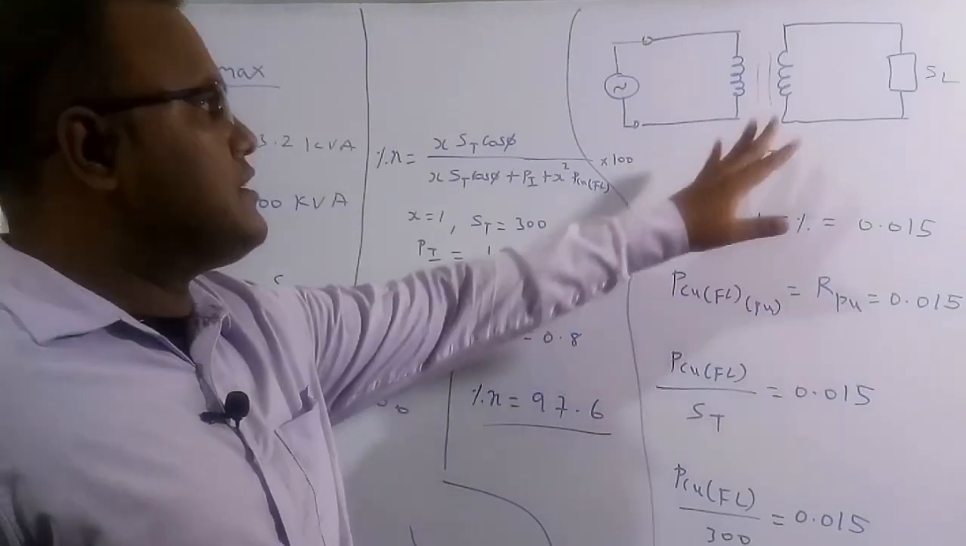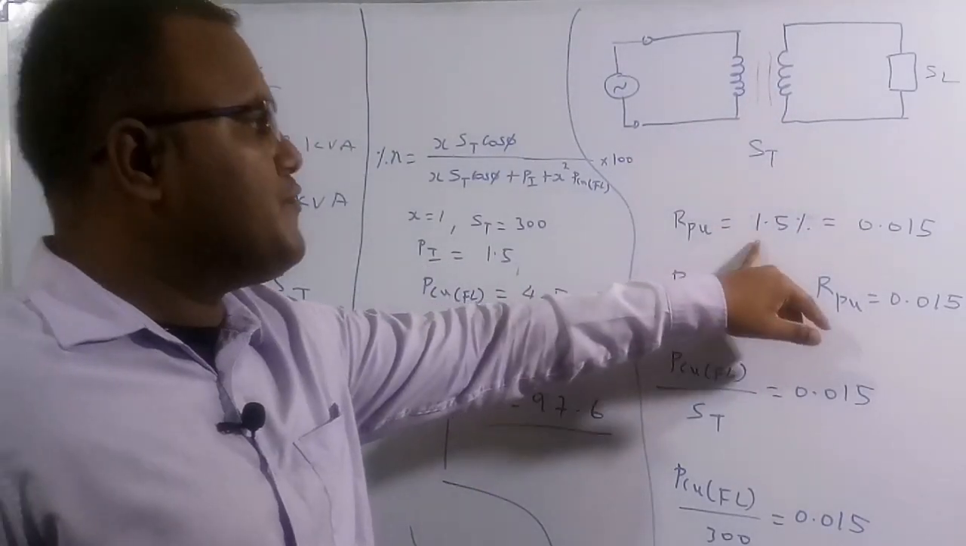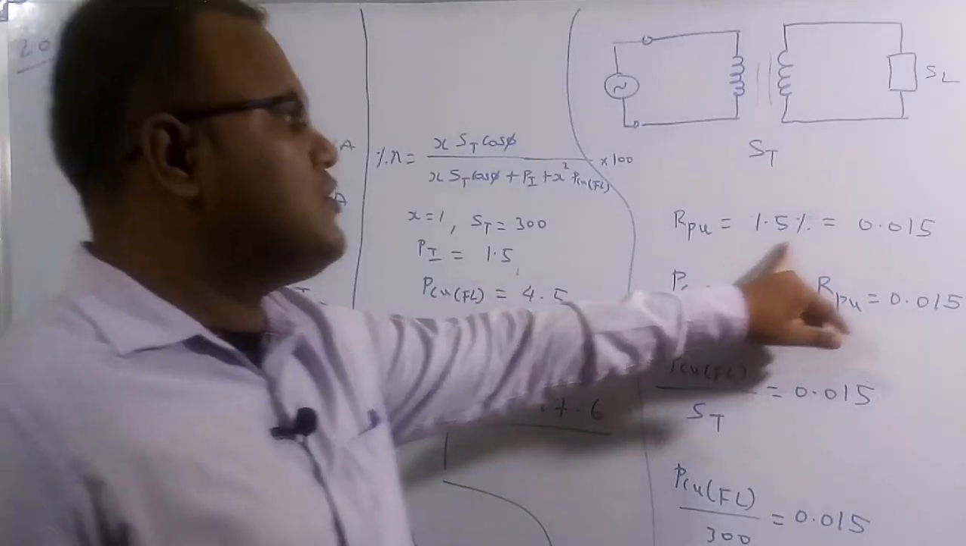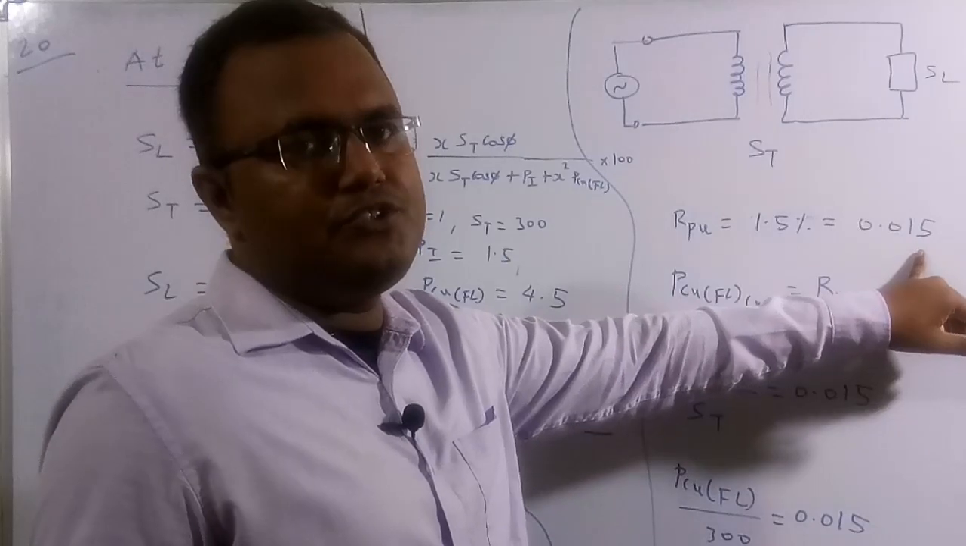In the question, this is a transformer, and they have given that R per unit is equal to 1.5%. If you want to calculate the numerical value, you divide by 100, then you are going to get 0.015.